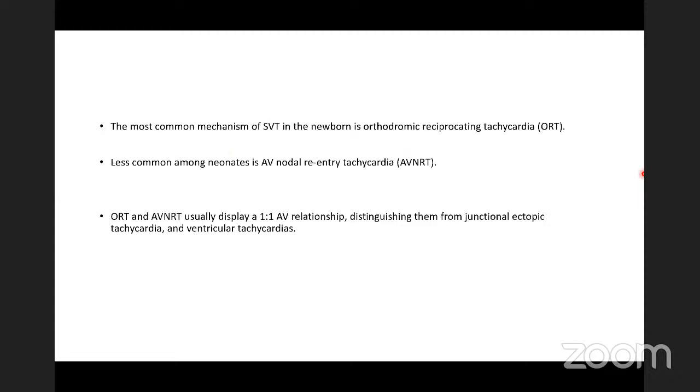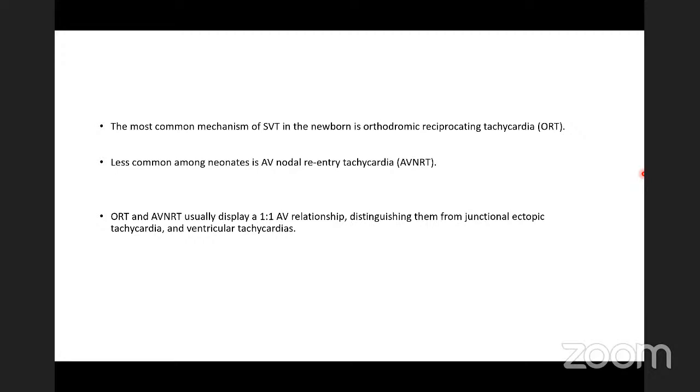Okay, the most common mechanism of SVT. SVT is a broad terminology. It's an umbrella of all the narrow complex tachycardias. It's just like saying someone has a fever. But what's the reason for that fever? It's either because of malaria, typhoid, or COVID. What's the mechanism of that? Similarly, SVT is a broad terminology or umbrella, and there are many reasons for that. The most common reason in the neonatal or pediatric population is ORT, orthodromic reciprocating tachycardia.